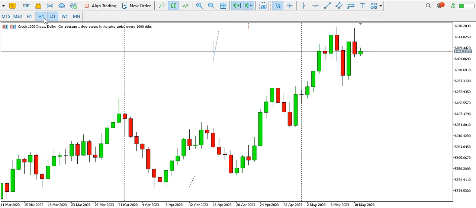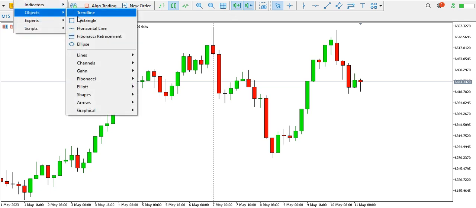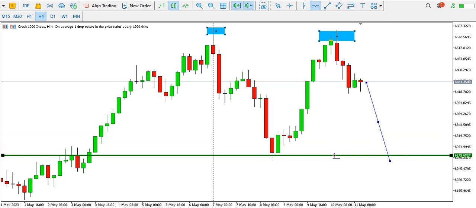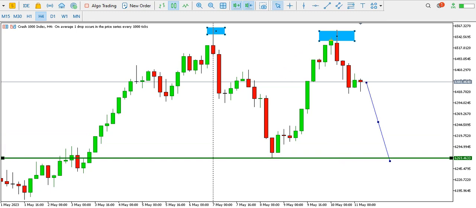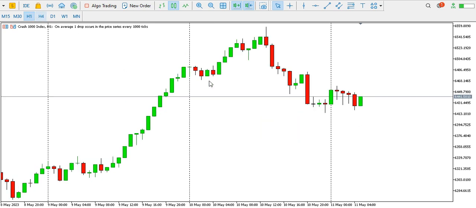On the 4-hour time frame, it's more obvious. The double top is more obvious. It's still forming, not completely formed, but it's obvious on the 4-hour time frame. This crash 1000 index is obvious, but if it drops and breaks the neckline around here, then you can start selling the spike as it spikes down. That's the 4-hour time frame.